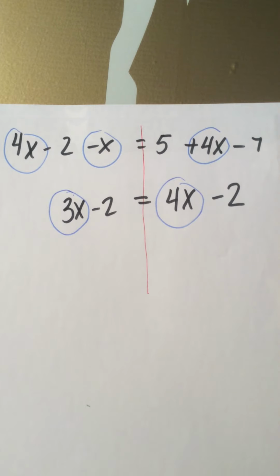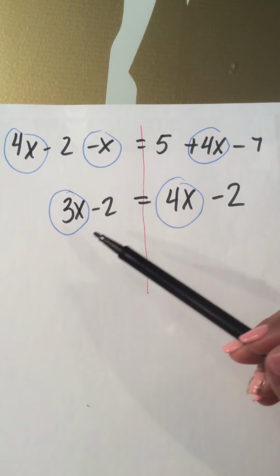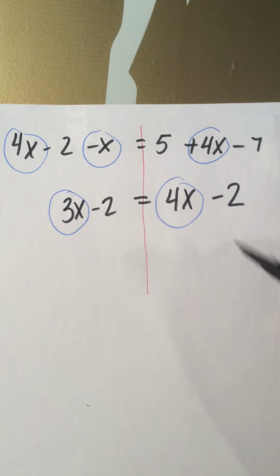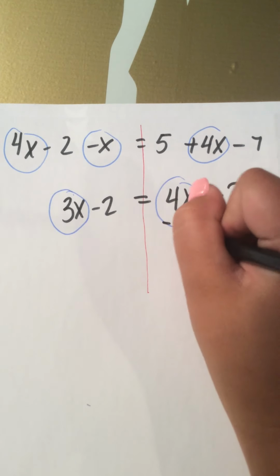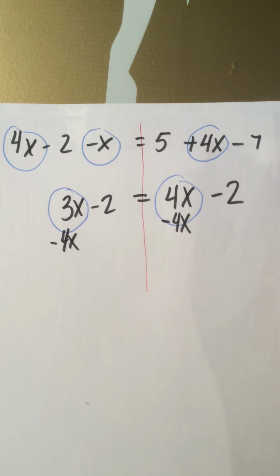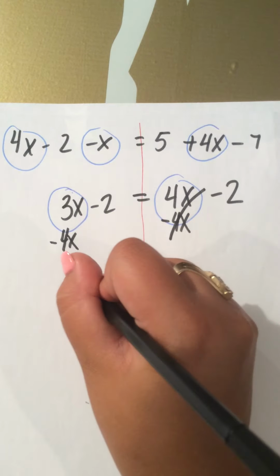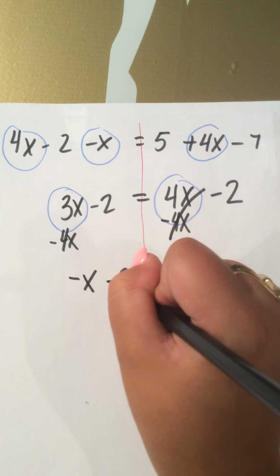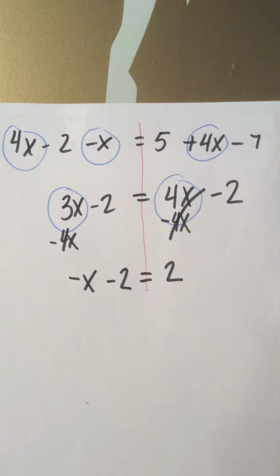All right. Now, previously we moved the 3x, but let's say I want to move this 4x. I'm going to subtract by 4x on both sides. Again, it's okay if you don't do this. If you did it the previous way, totally fine. You're going to get the same answer. Your work's just going to look a little bit different. Here, 4x minus 4x cancels out. 3x minus 4x gives me negative x minus 2 equals 2.